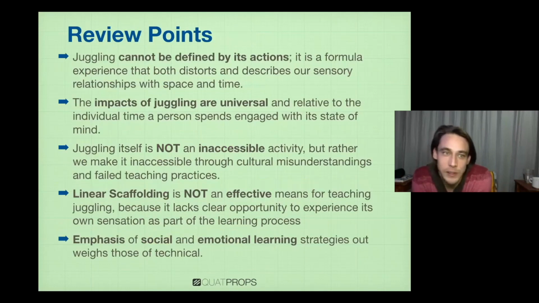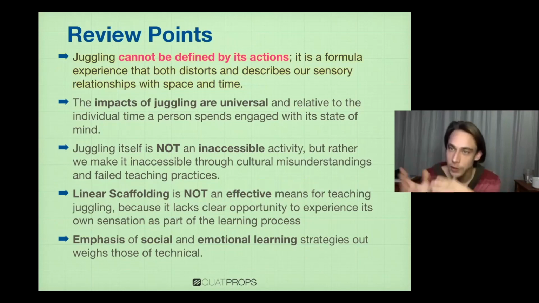To review the points from today, juggling cannot be defined by its action. It is a formula experience that both distorts and describes our sensory relationship with space-time. So we're going to get into this more and more. Today was about deconstruction. We're going to reconstruct this formula in the coming weeks, in the coming classes. But today it's just about shifting our perspective to get away from this idea of understanding juggling by its action.